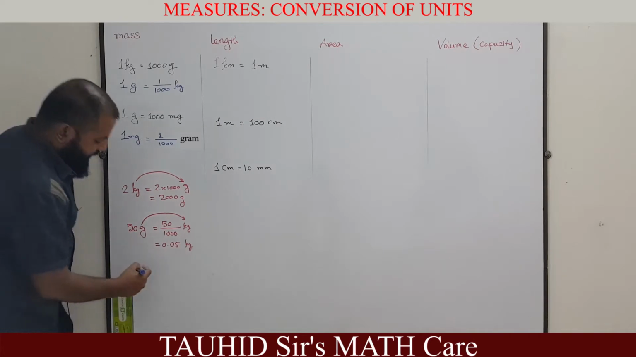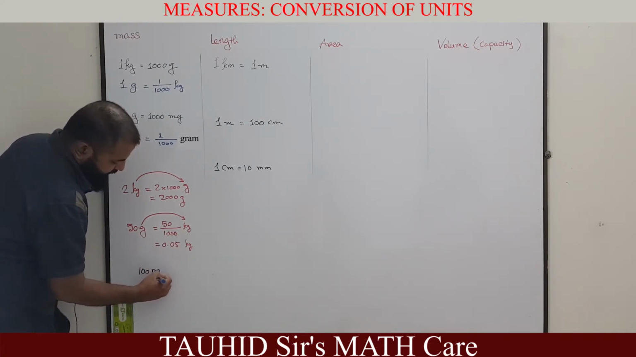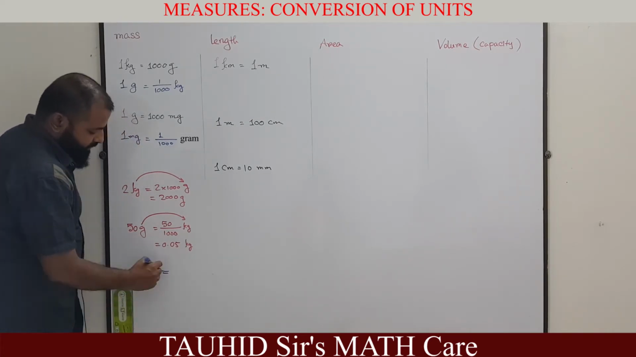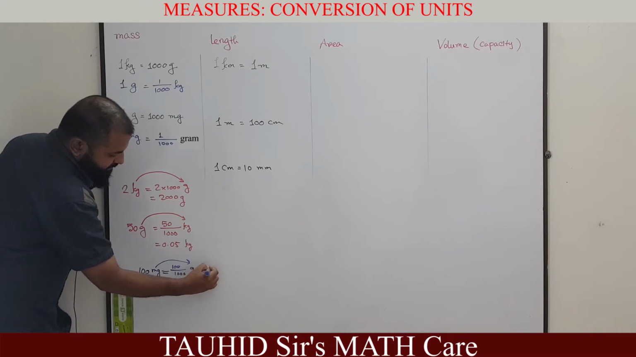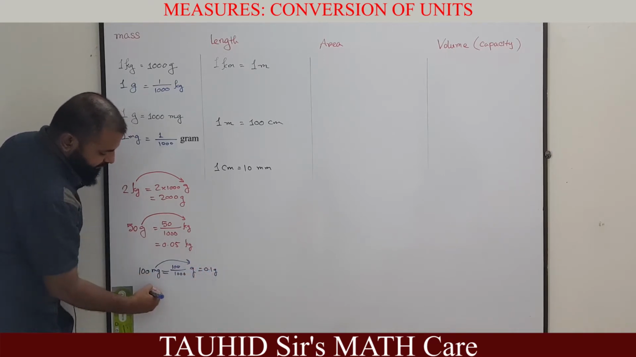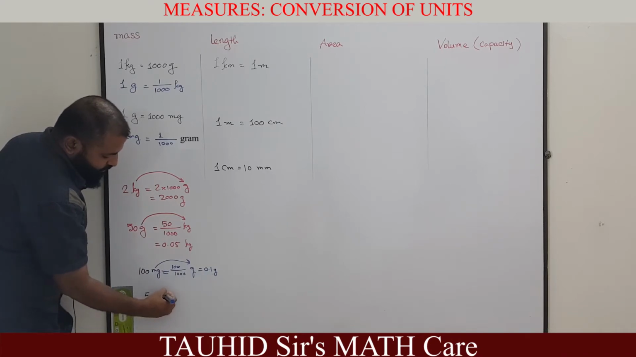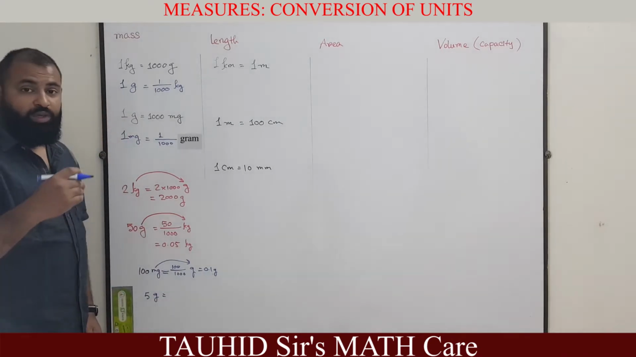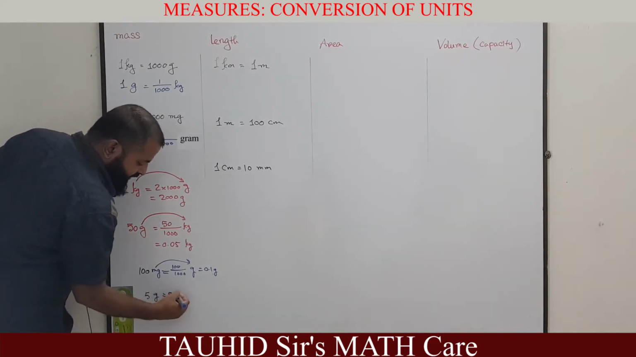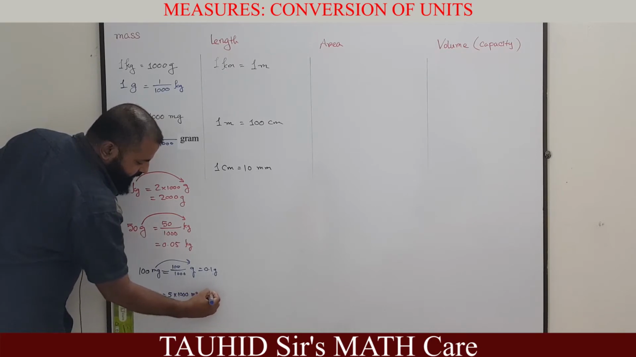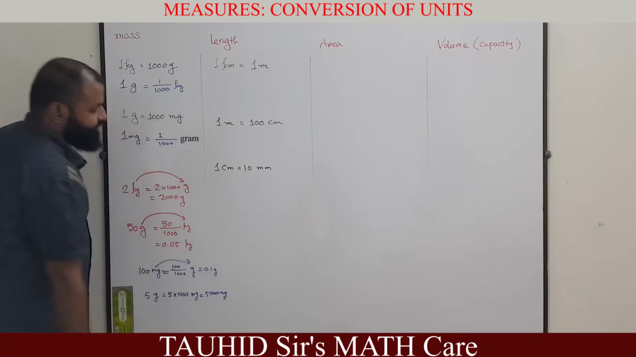If you are asked to convert 100 milligram to gram, smaller unit to larger unit, you need to divide it by 1000. That means 0.1 gram. Again, you have 5 gram and need to convert it to milligram. Now you are going to a smaller unit, so you will multiply. 5 multiplied by 1000 milligram, that means 5000 milligram.